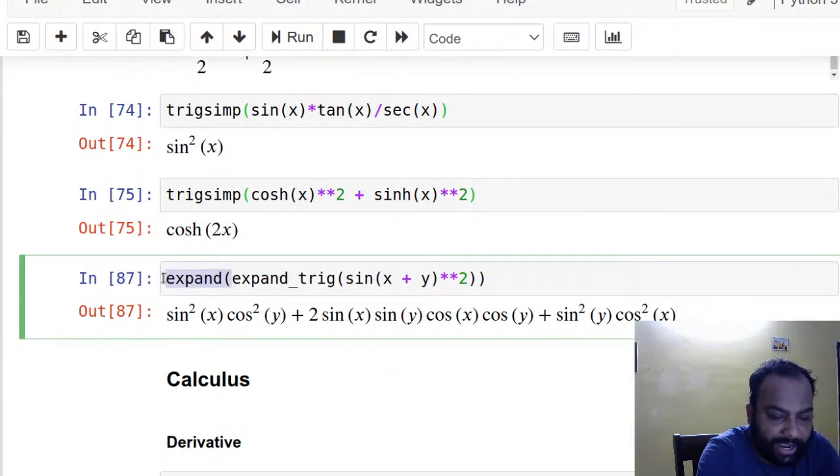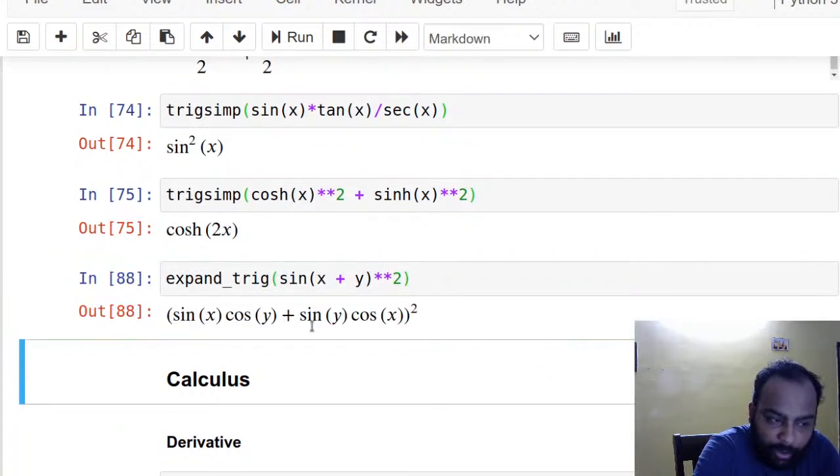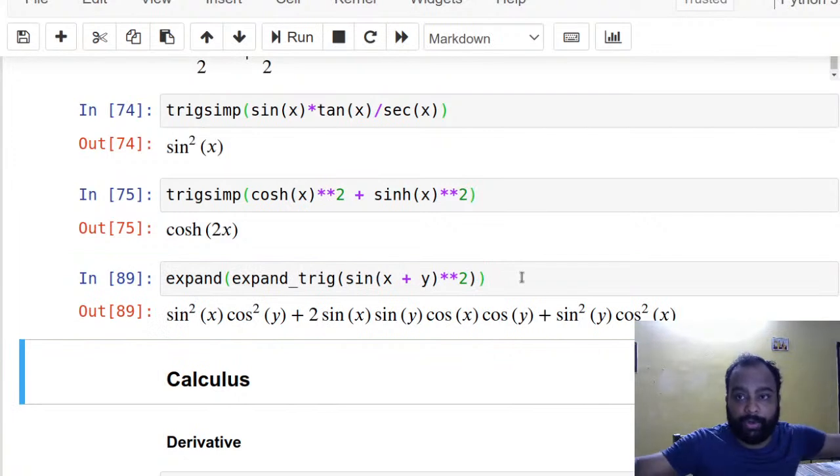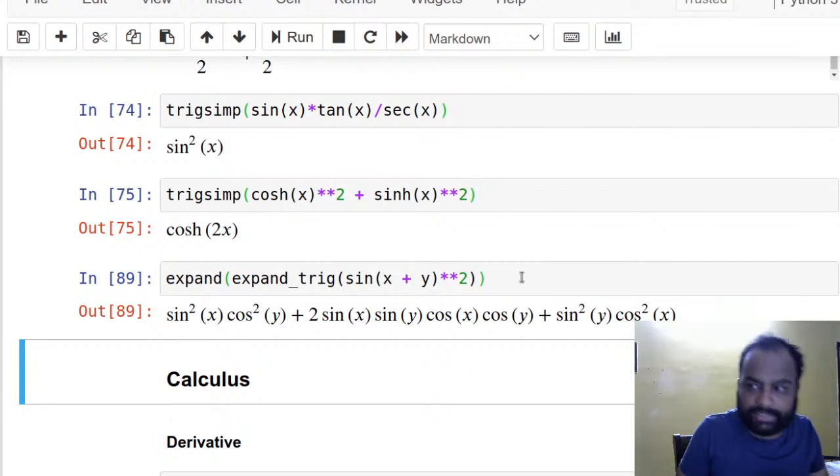Now look very carefully again. If I just say expand trig, it will do this kind of expansion. Again, it expanded the trigonometric part. So sine x plus y was expanded as sine x cos y plus cos x sine y, and the whole square was left alone. Now on top of that, if I expand the whole thing once more, it will do an algebraic expansion on top of the trigonometric expansion. I think you understand the point here.